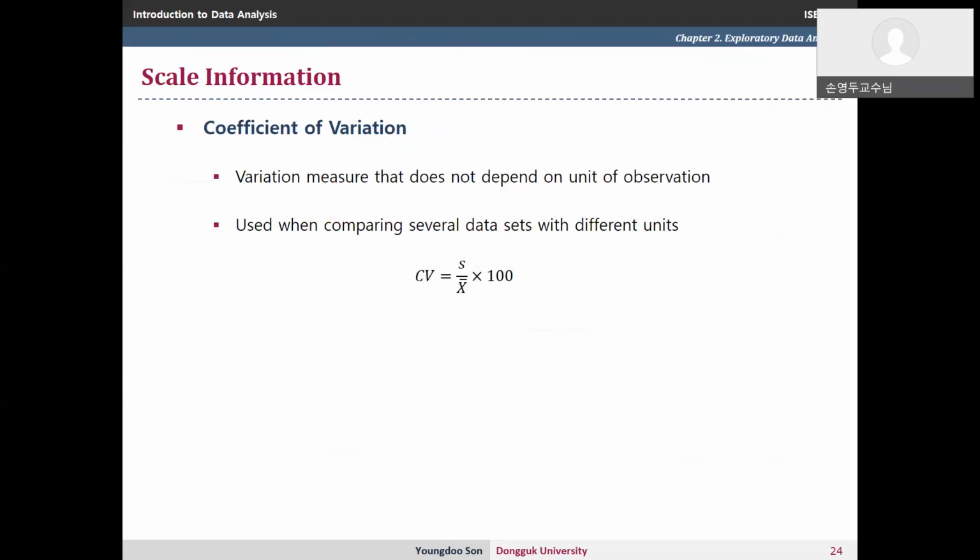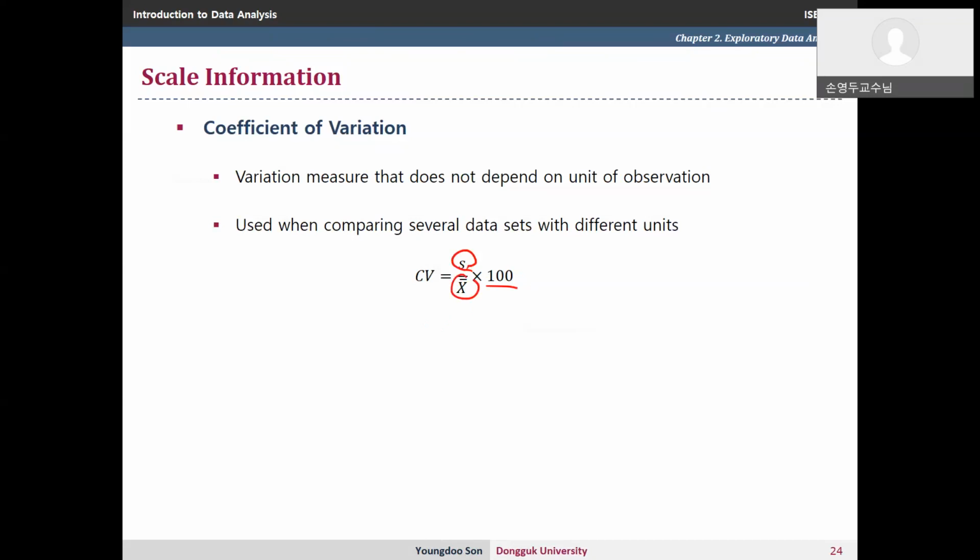And the other representative value for the scale information is the coefficient of variation. The coefficient of variation is defined as S over X bar multiplied by 100, so it uses a percentage value. It is actually the ratio between the standard deviation and the mean.